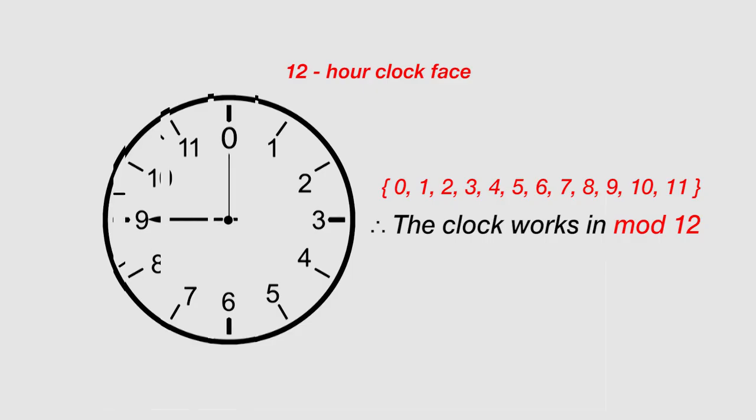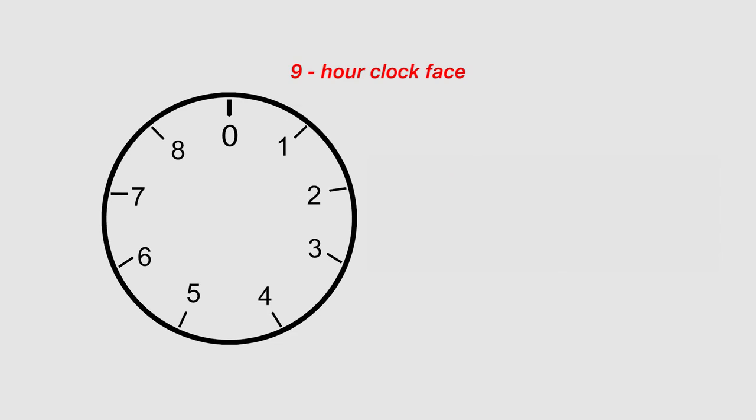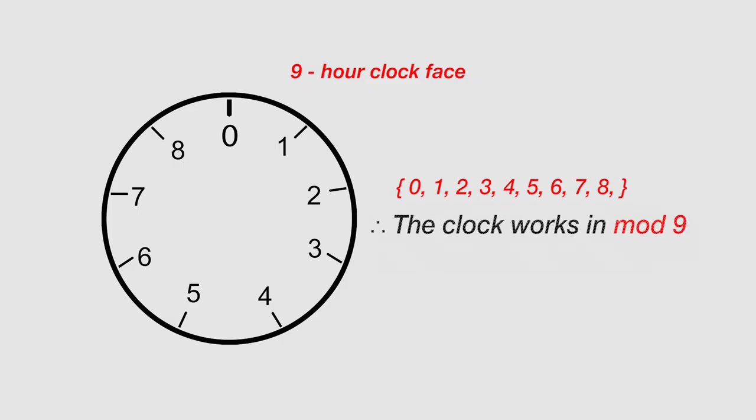Again, we are looking at a 9-hour clock face. There are only 9 points on it, numbered from 0 to 8. The hands of the clock will pass over these points repeatedly. And because the 0 and the 9 have the same position, we say the clock face works with mod 9.